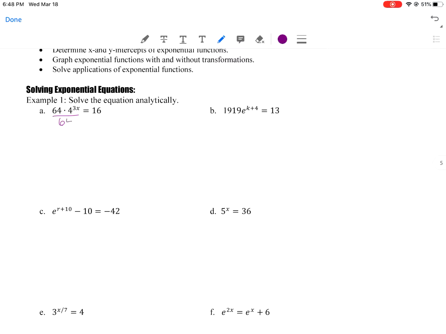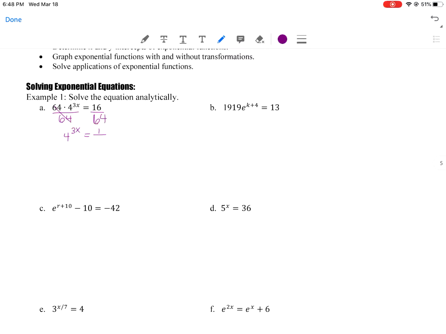So divide both sides by 64, such that base of 4 will be isolated. So we have 4 to the 3x. Probably it's going to be easiest to leave this right side as a fraction, which simplifies to 1/4, because then I think you'll see the relationship a little better. Not to say you couldn't call it 0.25, in which case you'd probably use log if you did.